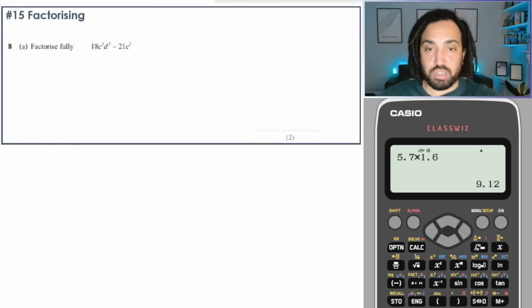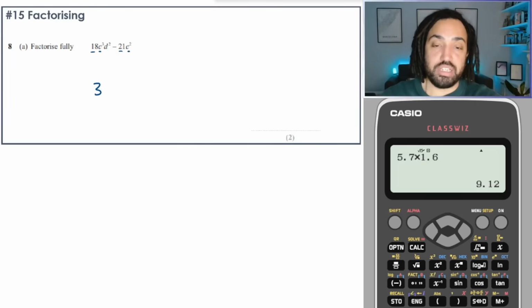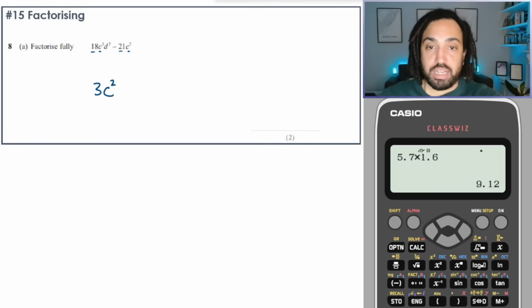Okay, let's factorize fully. So there are quite a few things we need to do here. First off is look at the numbers. Now, what is the highest common factor between 18 and 21? Well, that's 3, because 6 doesn't work. Okay, so it's definitely 3. Now let's look at the c's. We've got a c cubed and a c squared. So the highest common factor there is c squared. And d does not appear in both the terms, so that is enough.